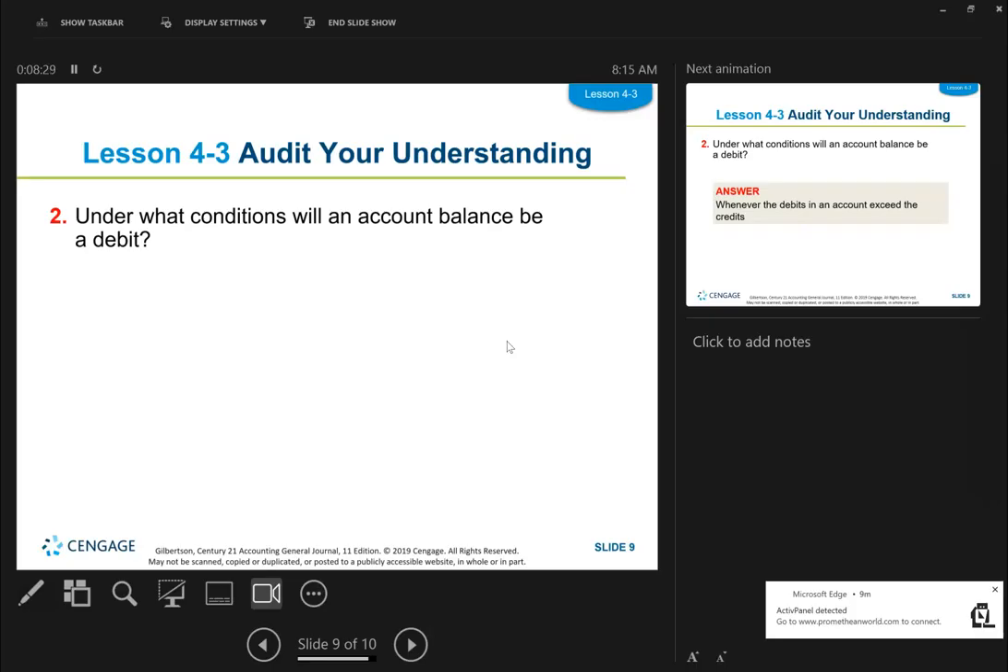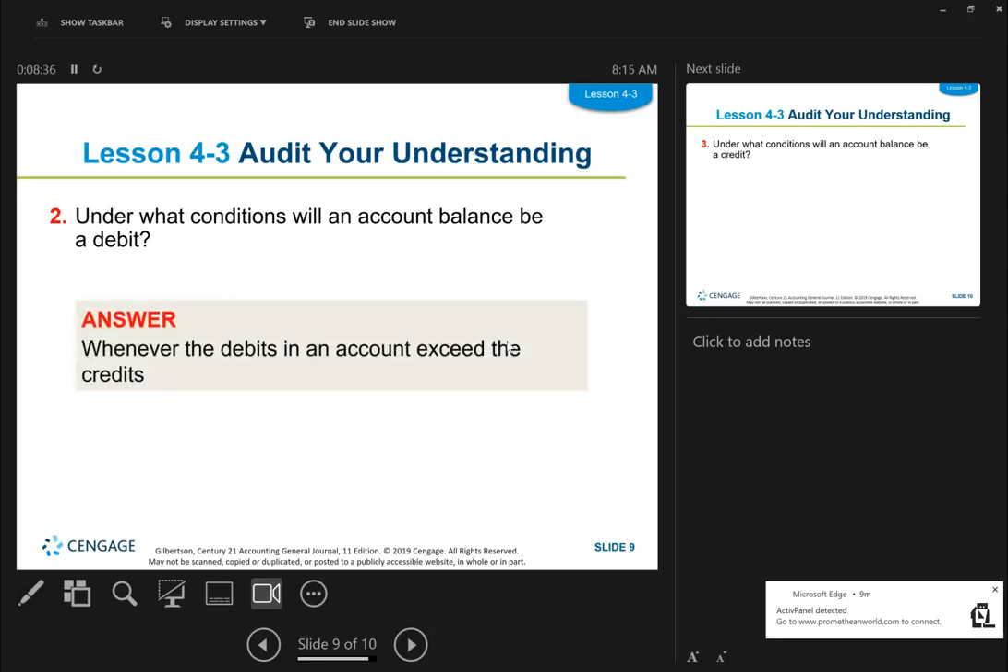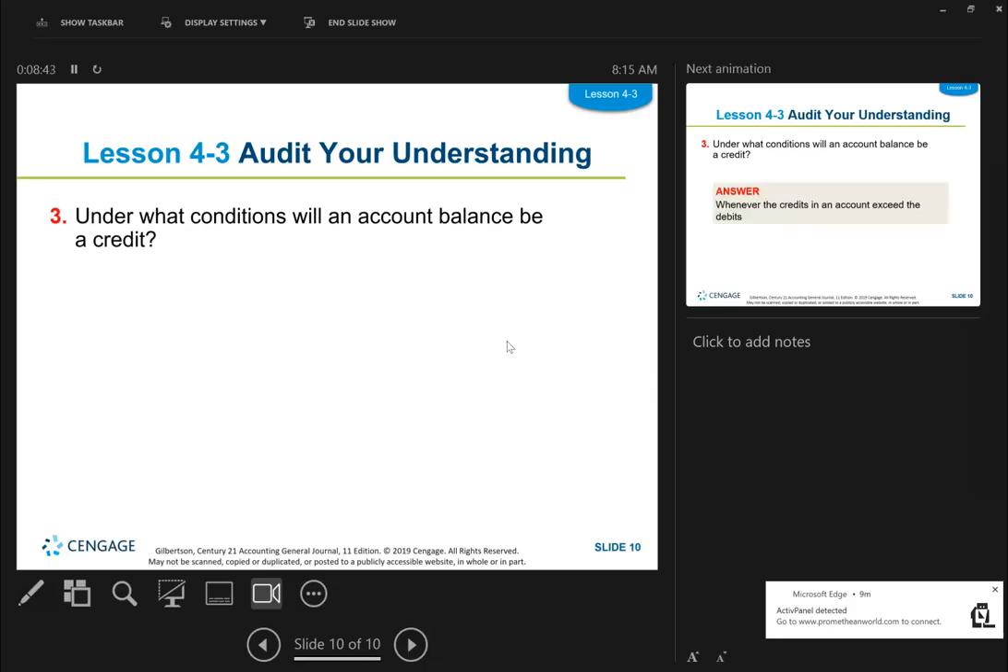That's if the debits add up to more than the credits, right? If you have more debit money than you do credit money. And then the next question, when will an account balance be a credit? Yeah, we have more credit than debit, basically. Yep.